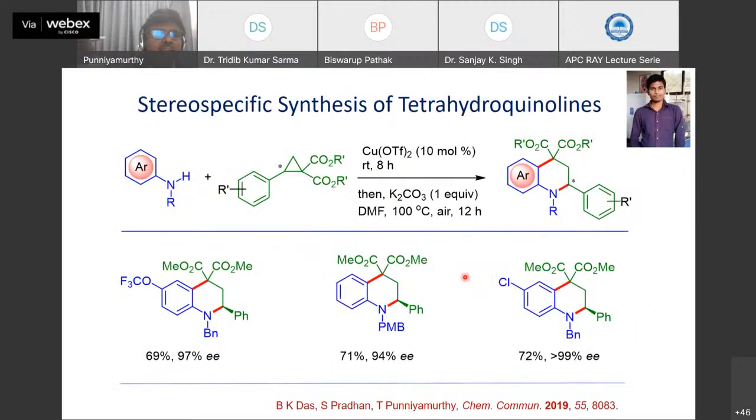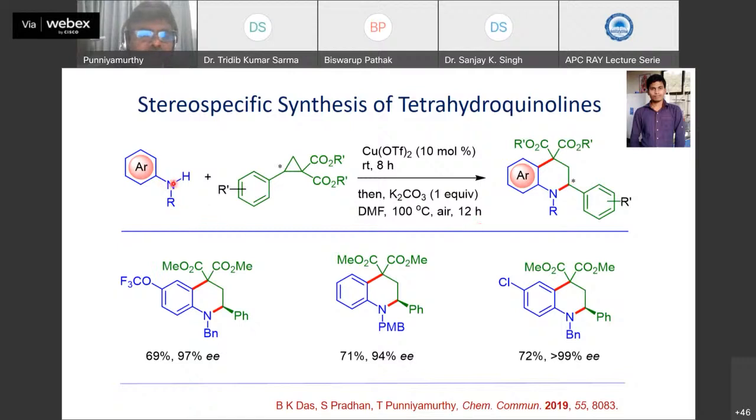Having these results, another student changed the substrate. This side is the same, and he used the N-alkyl aniline as the substrate. As I just mentioned, when you vary the substrate, you have to change the reaction conditions also. The previous one was successful at moderate temperature in dichloromethane, and you did not need anything else. Just oxygen is sufficient for the reaction to take place. Whereas here, you have to carry out the reaction in a pressure tube, and you need one equivalent of potassium carbonate and high temperature.